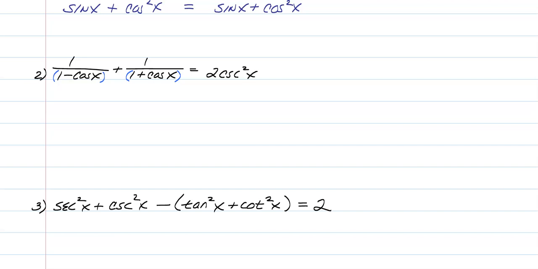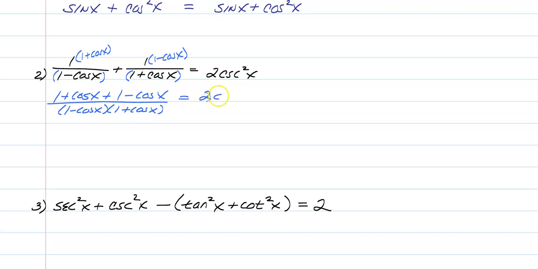So these go together. So if I want to get a common denominator, this side needs to be multiplied by 1 plus cosine X. And this side needs to be multiplied by 1 minus cosine X. And then your denominator will be 1 plus cosine X and 1 minus cosine X. Okay? So after we do that, we are going to have 1 plus cosine X plus 1 minus cosine X all over the common denominator of 1 minus cosine X times 1 plus cosine X.